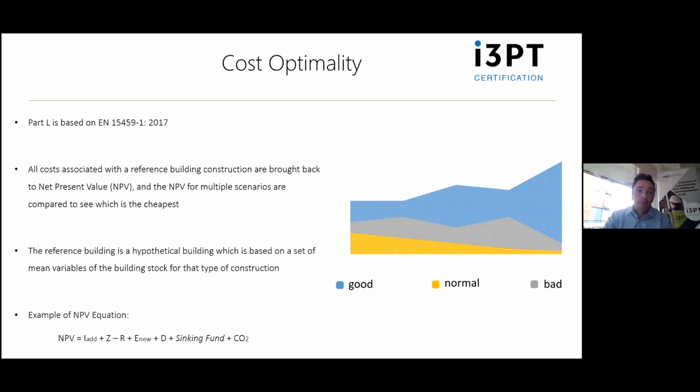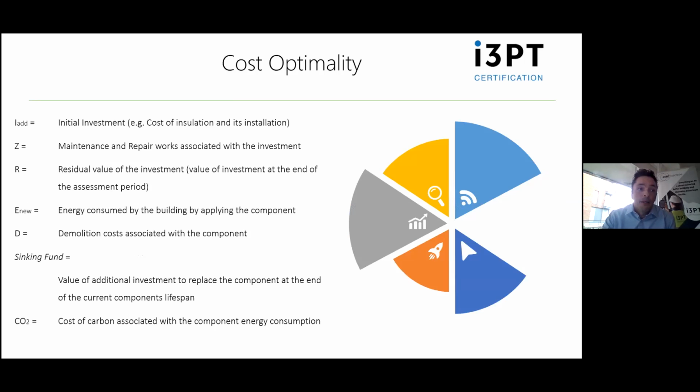An example of a net present value equation is shown here, and I'll briefly explain the various parts of it now. I N is the initial investment, for example, the cost of installing the insulation plus the cost of the materials. Z here is any maintenance or repair costs associated with the product to be installed, or any residual value of the component at the end of the investment period. An example may be the boiler may have scrap value at the end of its lifespan.